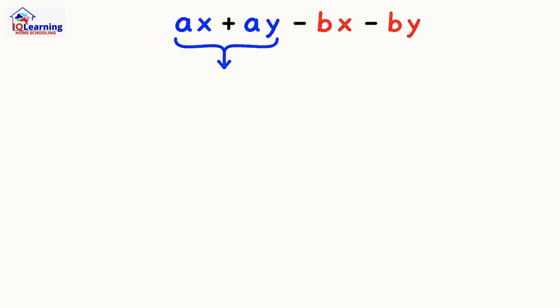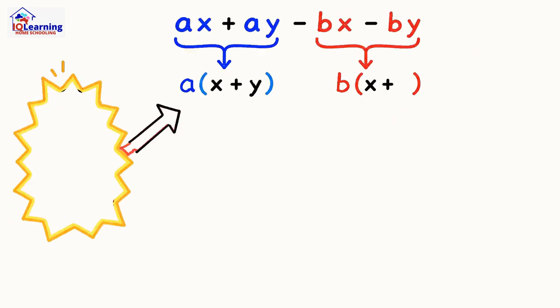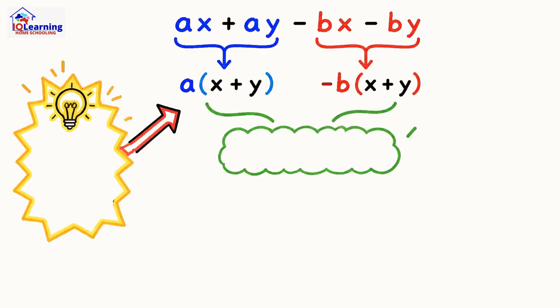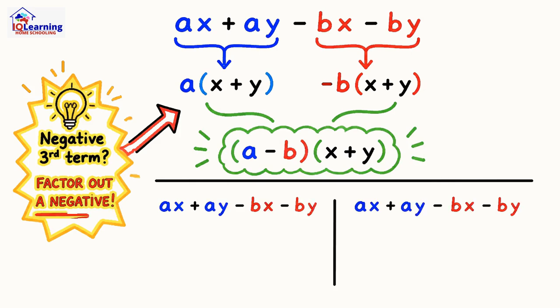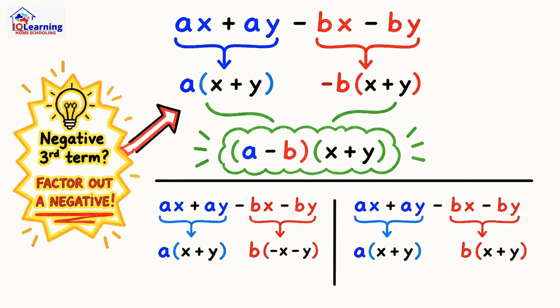Here's the pro tip. If your third term is negative, you'll almost always need to factor out a negative highest common factor from that second pair. This forces the brackets to match. If they still don't, try rearranging the terms.